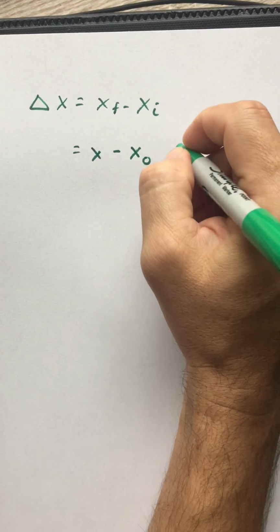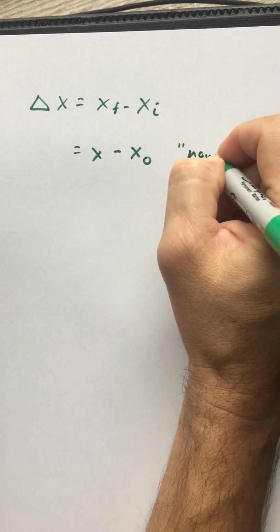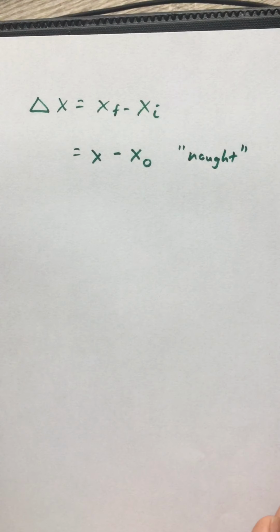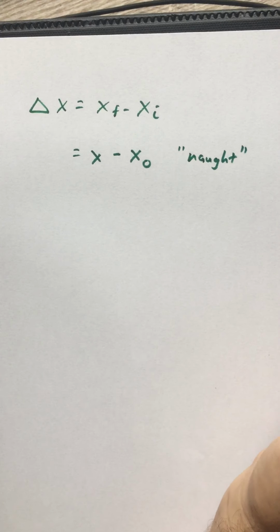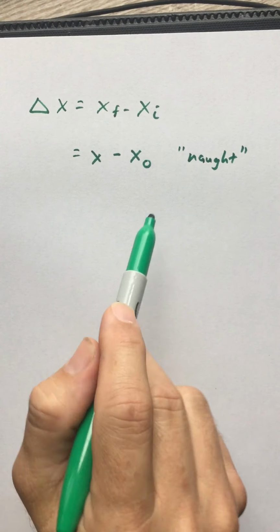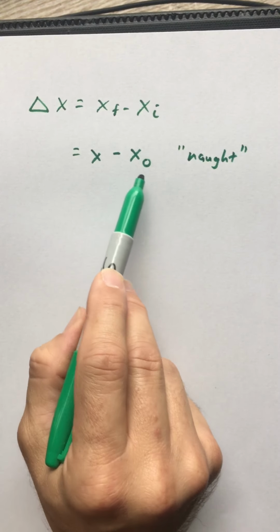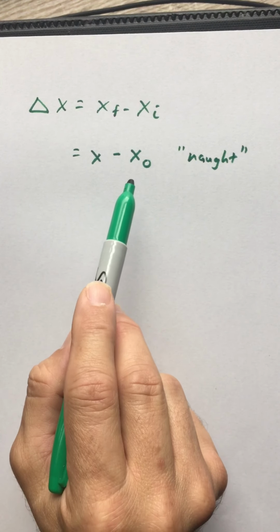That's N-A-U-G-H-T. It's an archaic word for nothing. You might have heard it: your plans will all come to naught, right? They'll come to nothing. We read this as x naught, or x sub 0 maybe if you want to.